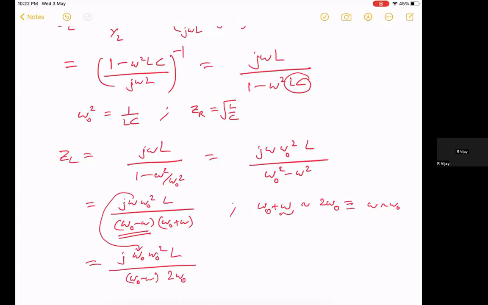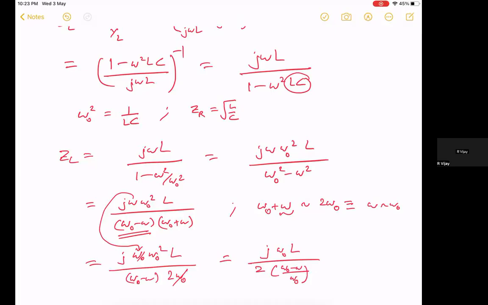Okay, so now this and this cancel, and I'm going to divide both the numerator and denominator by omega naught again. So that gives me only 1 omega naught in the numerator, and in the denominator I'm going to have omega naught minus omega, or omega naught.